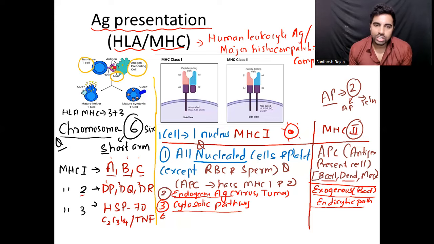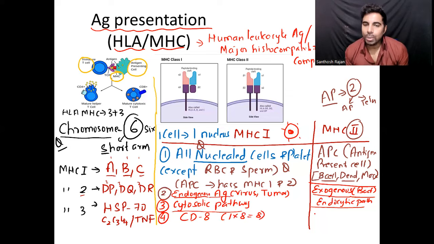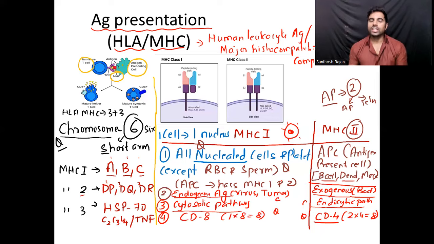Another most important thing: MHC1 presents to which cell? CD8. So 1 × 8 is equal to 8. MHC2 presents to which one? CD4. That means 2 × 4 = 8. You got it? These are all our questions, very important, I've repeated it. Please don't forget, these are the 5 points you must know. One more point I'm going to tell you, and that is the attachment point.